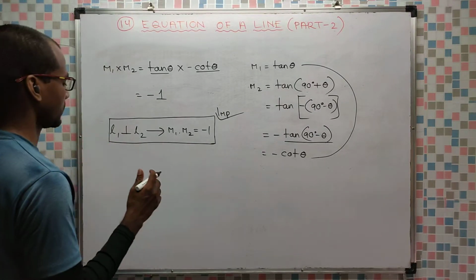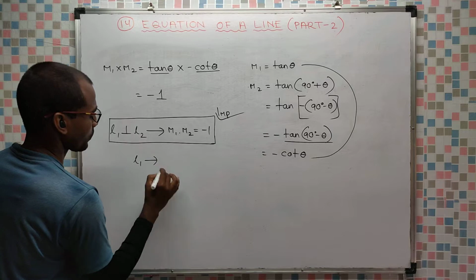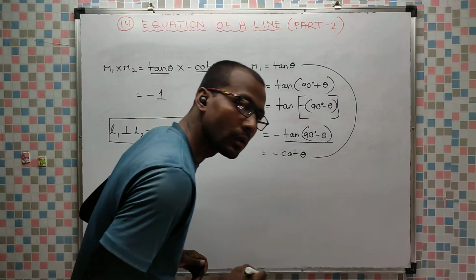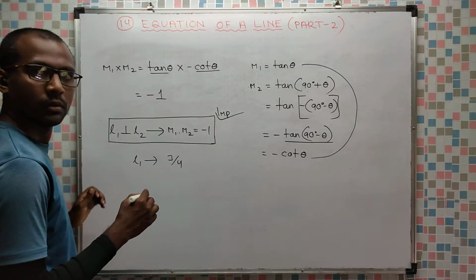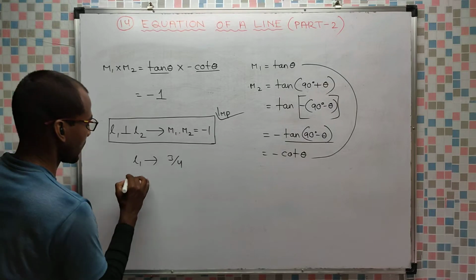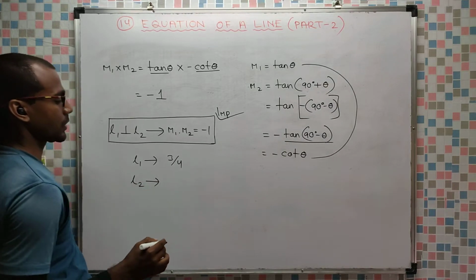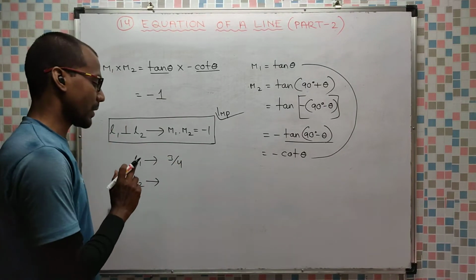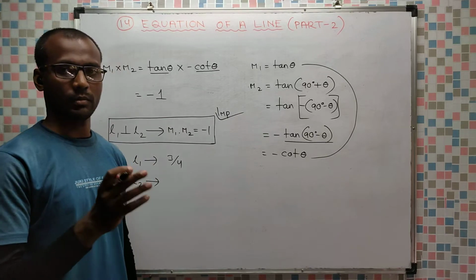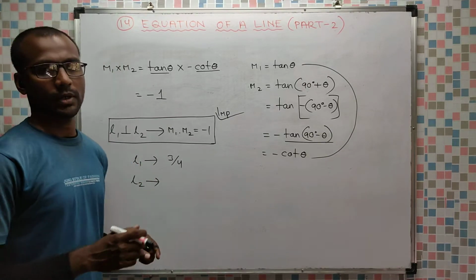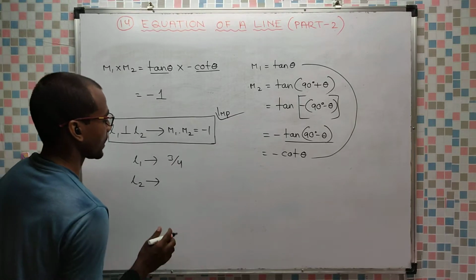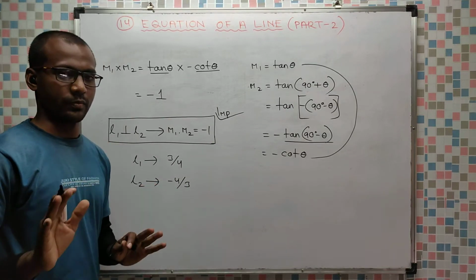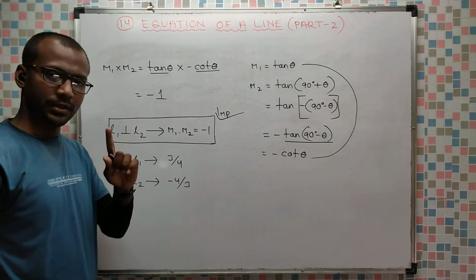Suppose the slope of line L1 is 3 by 4. The slope of line L2, if they are perpendicular to each other, if parallel then equal. If L1 is parallel to L2, then the slope of L2 will also be 3 by 4. But if L1 is perpendicular to L2, then the slope of L2 will be minus of 4 by 3. Change the sign, take the reciprocal. Very simple.